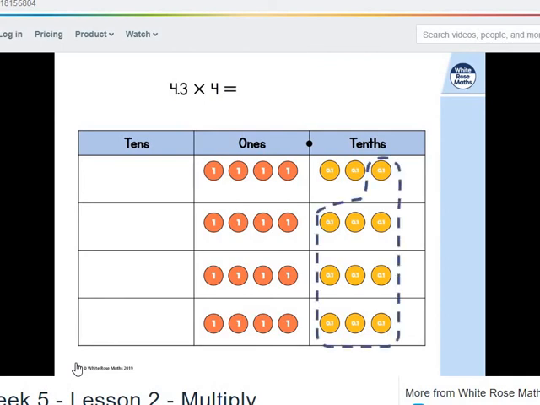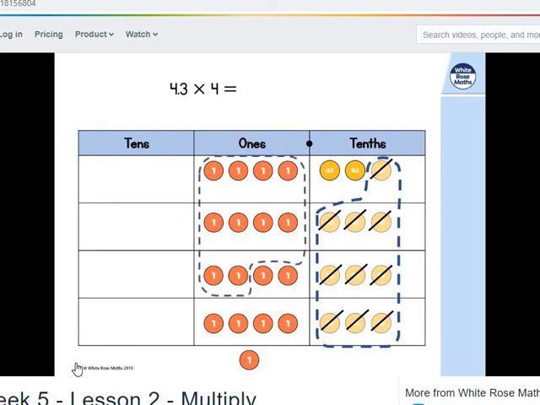So I need to do some exchanging. Let's take 10 tenths and exchange them for 1 one. Now I've got 17 ones. So I take 10 of those and exchange them for 1 ten. I've got 1 ten, 7 ones and 2 tenths, or 17.2.